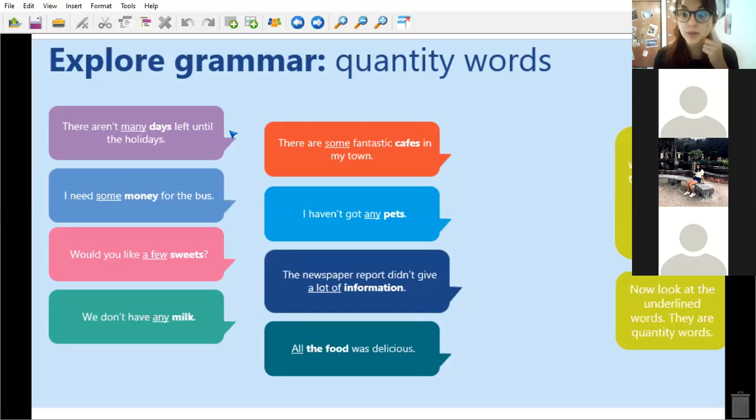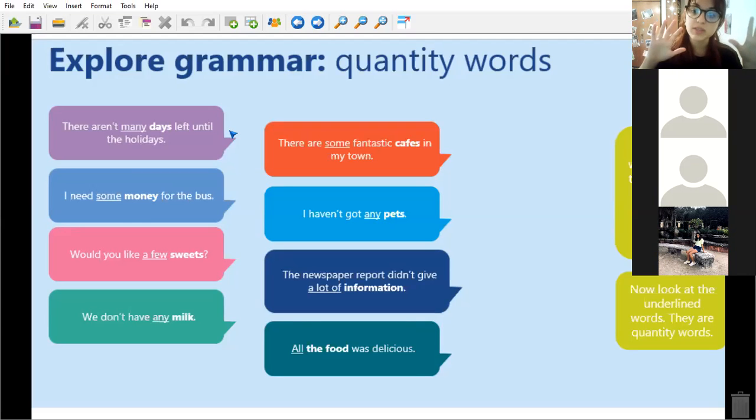Be careful because the concepts of countable and uncountable in English are different from the way we use them in Spanish. So in Spanish, we think of un consejo. And in Spanish, it is countable, right? But in English, they think it differently. They say, no, advice is uncountable because you cannot count it. So be careful with that.